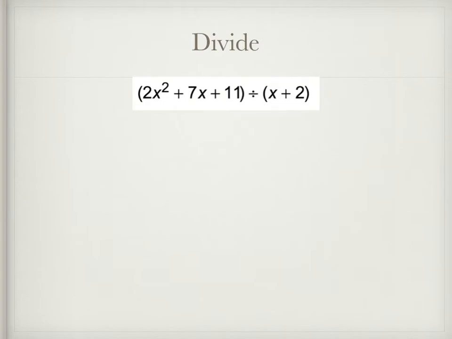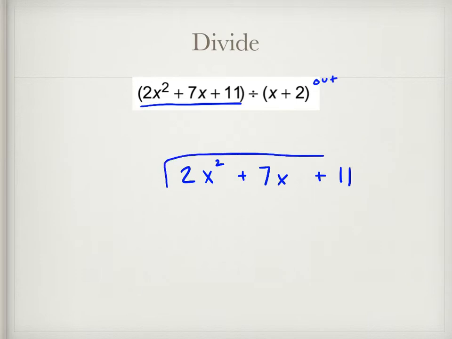All right, let's do the next one. So this goes inside the box. We have 2x squared plus 7x plus 11. This one goes outside. So x plus 2. So what times x gives us 2x squared? 2x, perfect. And since it's just an x, we keep it in line with the x term. Once we put a number up top, we multiply.